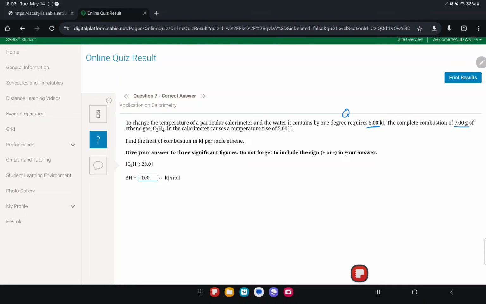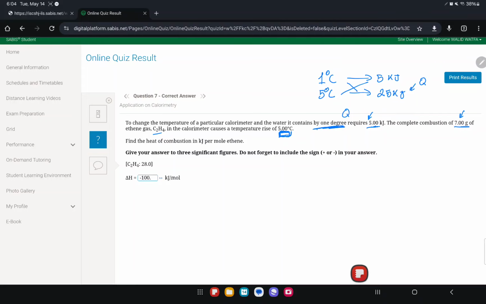The complete combustion of 7 grams of ethene gas, so they give us the mass, 7 grams, in the calorimeter causes a temperature rise of 5 degrees Celsius. They gave us the Q for 1 degree Celsius, which was 5 kilojoules. So it changed 5 degrees Celsius. How many kilojoules is that going to be? Obviously, you cross multiply, you get 25 kilojoules. So my Q is 25.